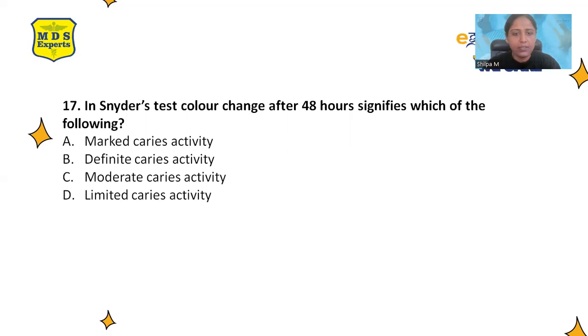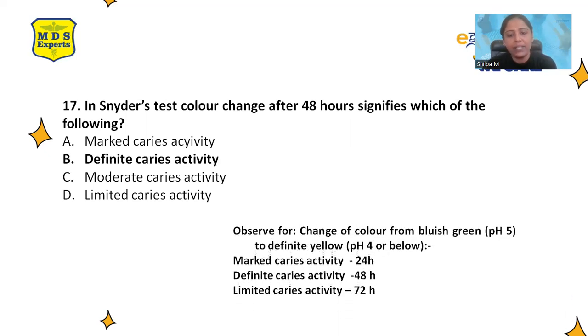This makes more sense. So definitely the answer is definite caries activity, because if the color change happens at 24 hours, it is marked caries activity, and it is limited caries activity if the color change happens at 72 hours. So the correct choice is B. Definite caries activity is seen when the color change from green to yellow happens at 48 hours.